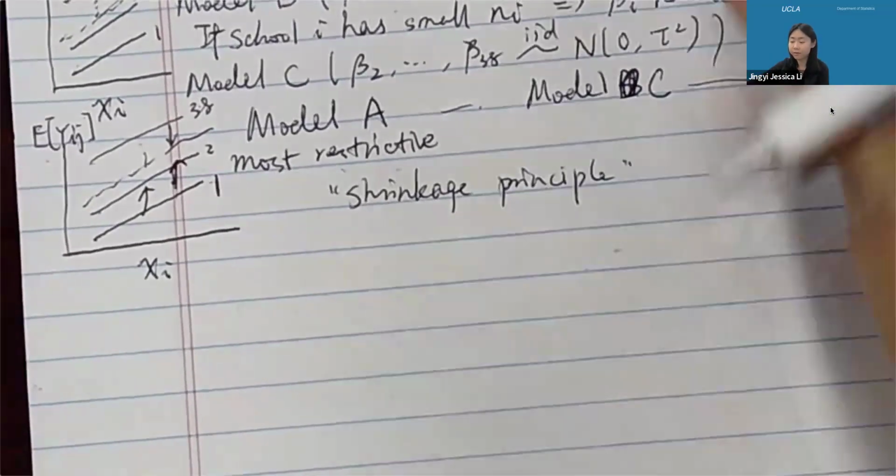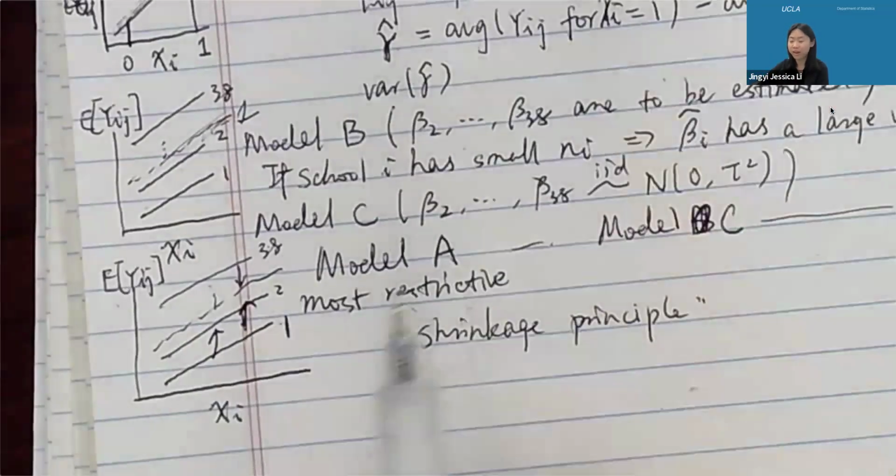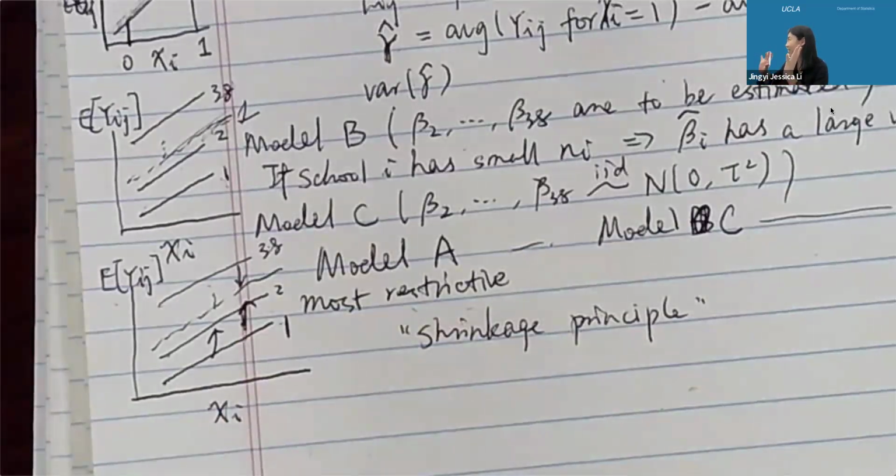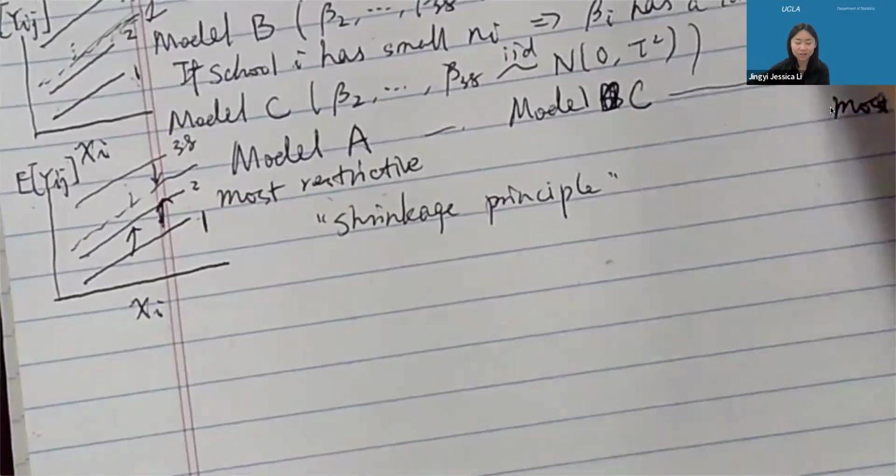I hope that clarifies. The way I drew the order from bottom to up as 1, 2, 38 is not reasonable. It's just a very simple illustration.